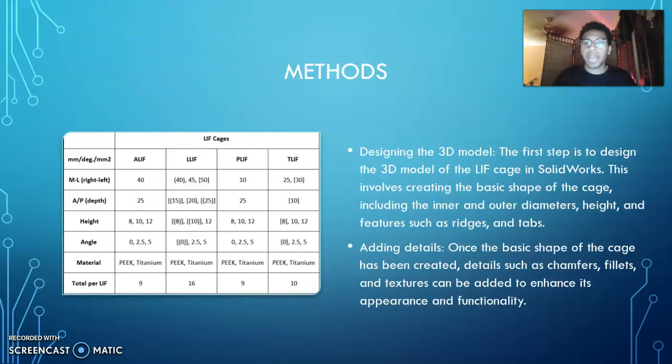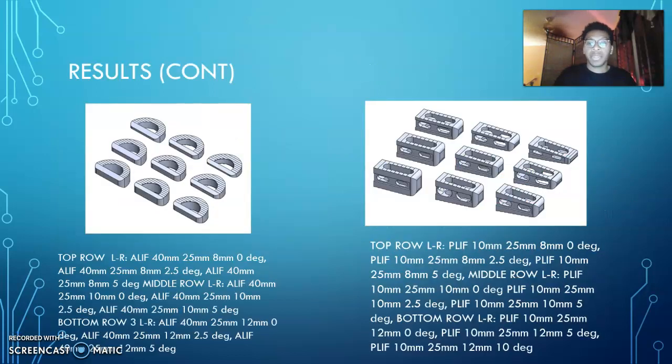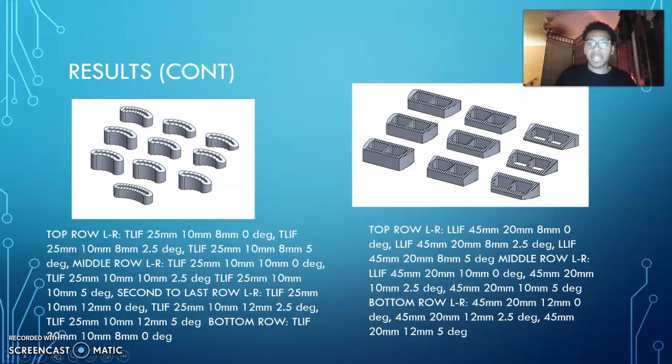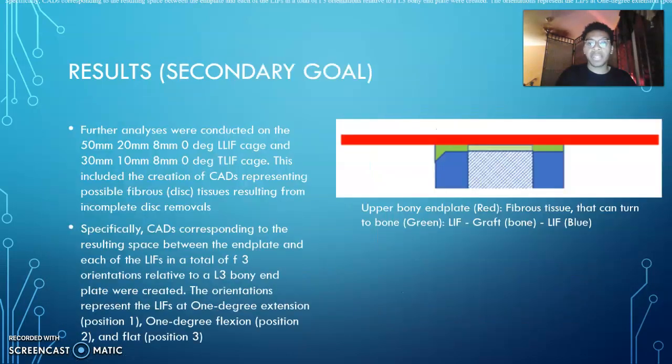This was done by creating a design library as seen on the left, and then using that design library to create a series of these LIF cages in SolidWorks, where I started with basic shapes of the cages and then started working on things like the ribs on them, any tabs, chamfers, fillets, and textures to enhance the appearance and functionality. The result were these series of P-LIFs, A-LIFs, T-LIFs, and L-LIFs as seen on screen.